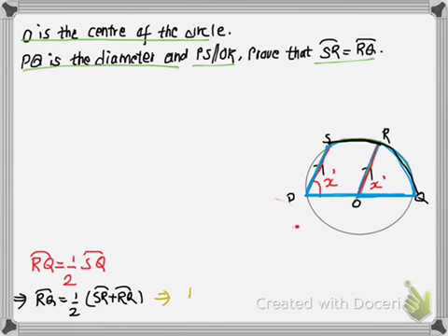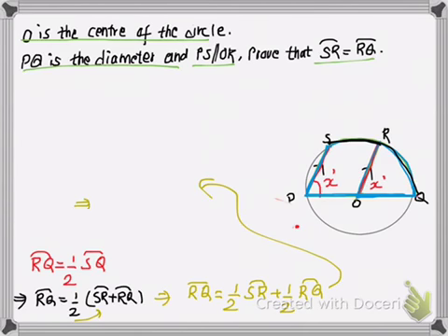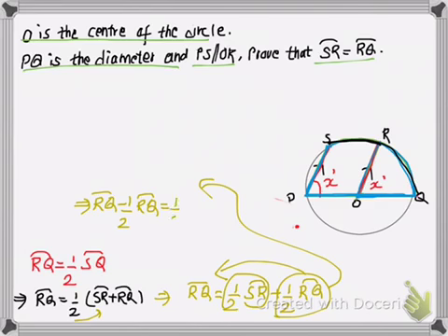Now let me cross multiply it. RQ is equal to half of SR plus RQ, on distributing 1/2, I have 1/2 of SR plus 1/2 of RQ. Now if I bring RQ, so I have RQ here, I'll bring 1/2 of RQ to the other side, or I'm going to subtract 1/2 of RQ on both sides, so I have 1/2 of RQ here, and here I am left with 1/2 of SR.